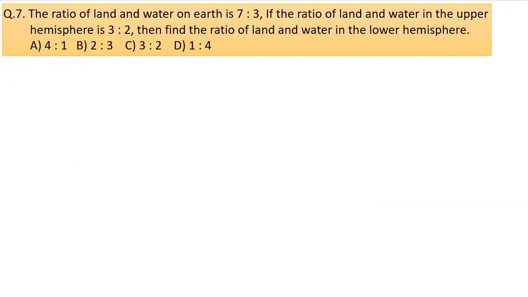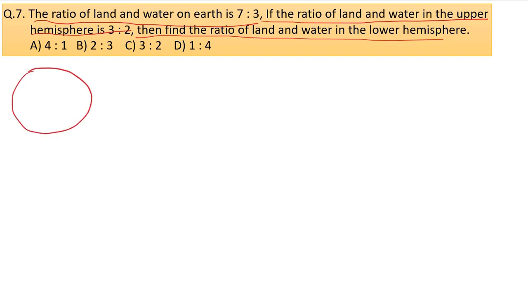Yeah, the last question: the ratio of land and water on Earth is 7:3. The ratio of land to water in the upper hemisphere is 3:2. Then find the ratio of land to water in the lower hemisphere. Here we have planet Earth, and the land to water ratio is 7:3, and the total is 10. The total of land and water is 7 plus 3, 10.